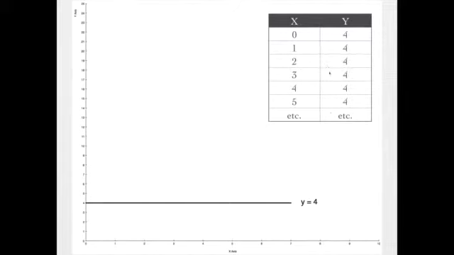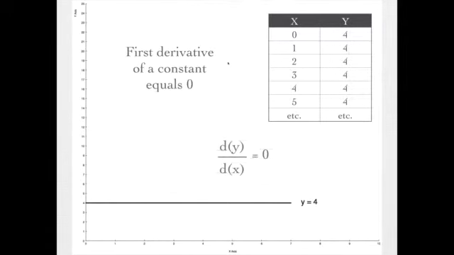So if we're taking a look at how y changes when x changes, it doesn't change. The change in y is always 0. It goes from 4 to 4, 4 to 4, 4 to 4, etc. So the change in y with respect to x is equal to 0. So make sure you remember that. The derivative of a constant is equal to 0. So the first derivative of this function y is equal to 4, the derivative of y with respect to x, is equal to 0 because y does not change with respect to x.